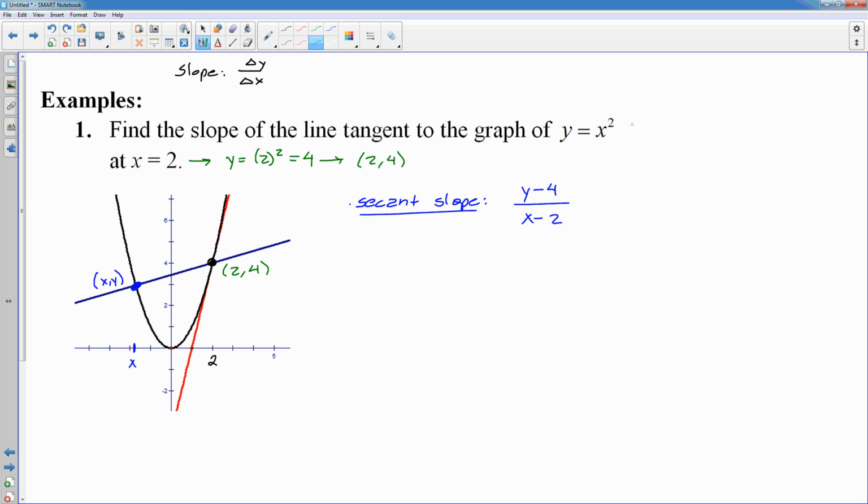And since I know that y is equal to x squared, I can actually take x squared and plug it in for y right here, and that would give me a secant slope of x squared minus 4 over x minus 2. So there is my secant slope. Now the thing is, we didn't want the secant, we want to ultimately find the slope of the tangent. So what I'm going to do to turn the secant into the tangent is drag this point closer and closer to the point of tangency.